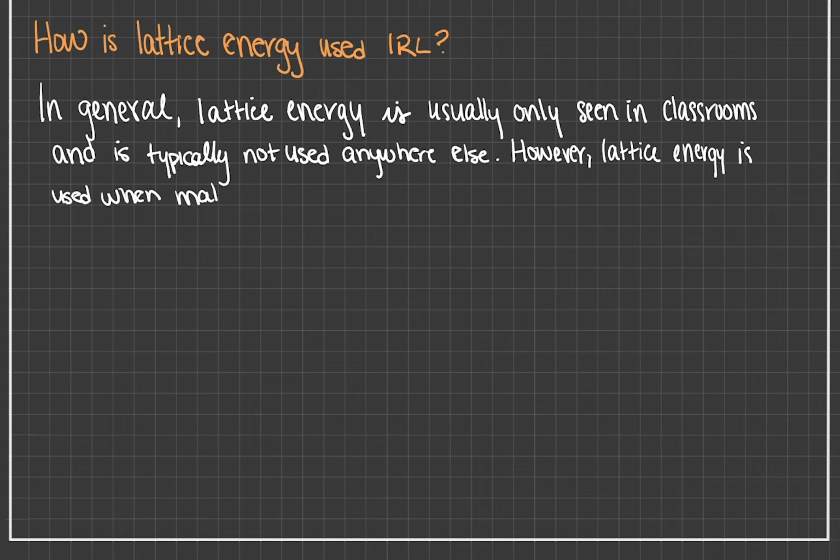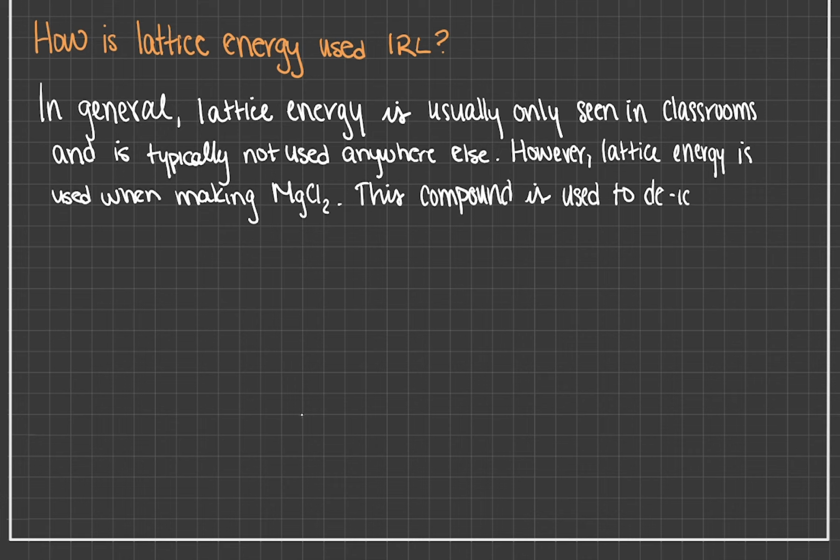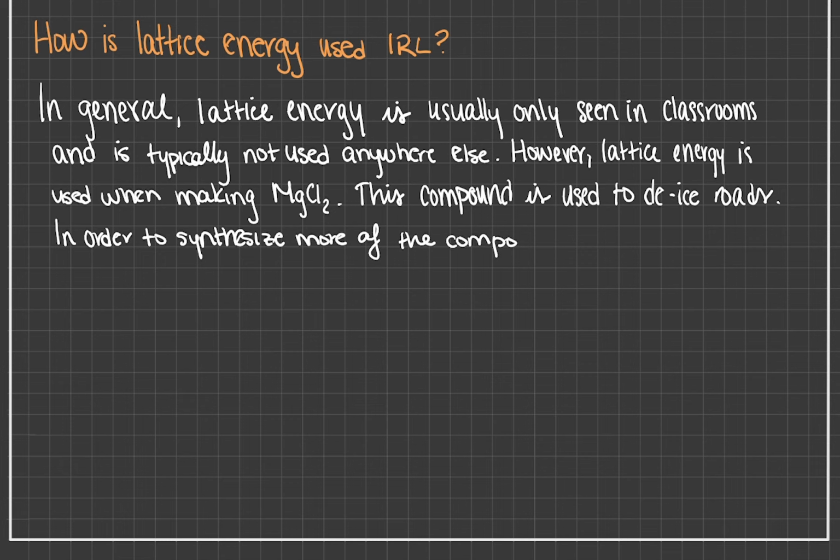So, for example, we're trying to make MgCl2. MgCl2 is a compound that we use to de-ice roads. This is used very commonly in my area because our roads are icy 6 months out of the year. So in order to find out how to synthesize more of this compound, we're going to use lattice energy to see how much heat is needed for synthesis.